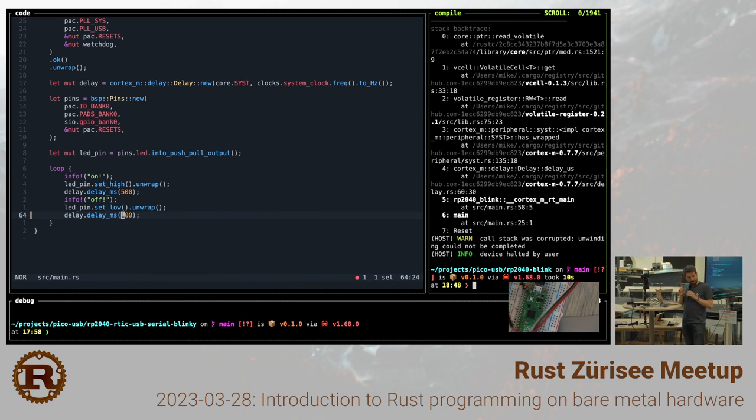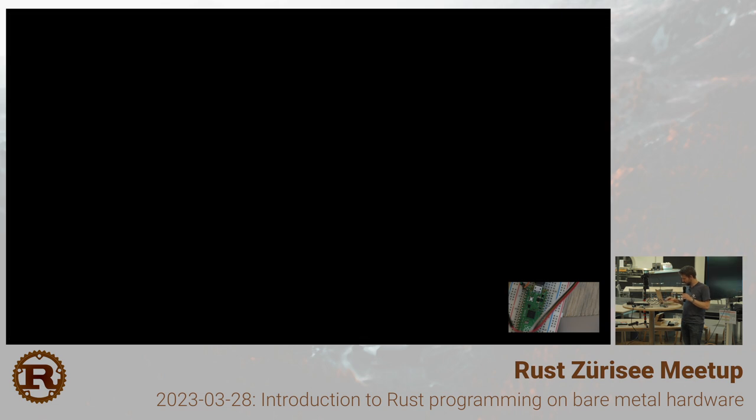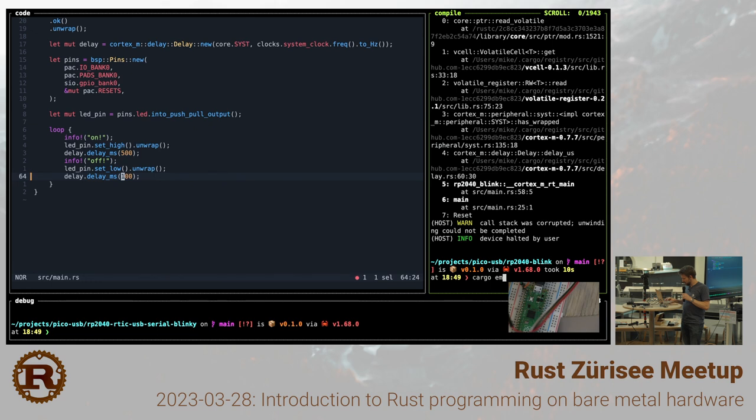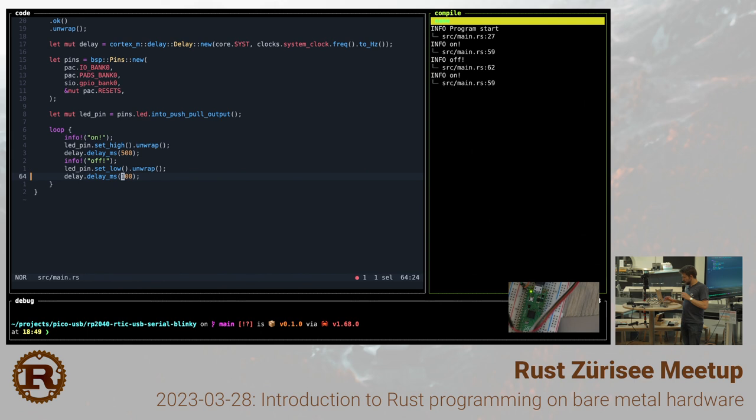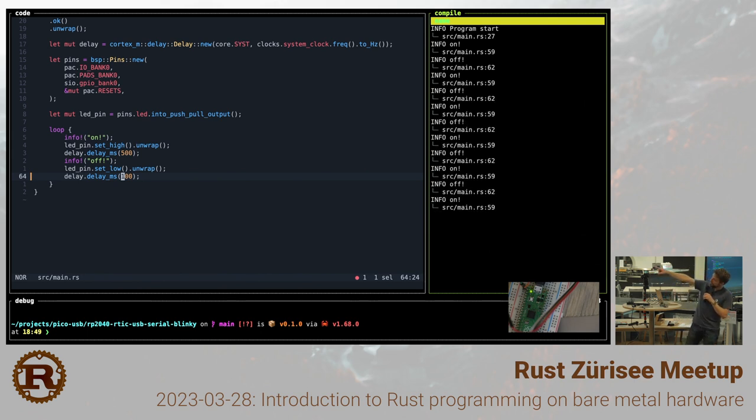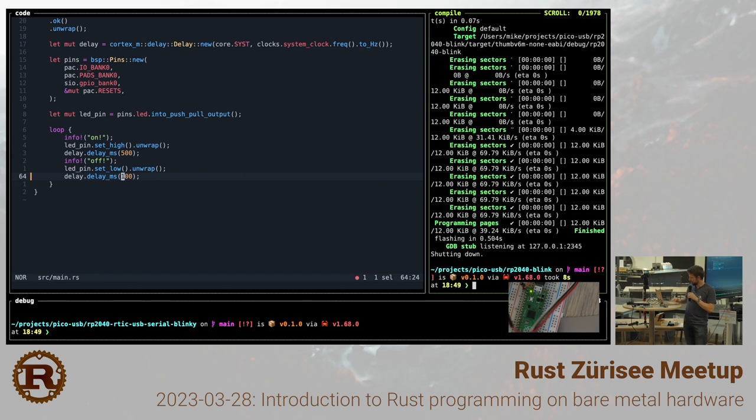Debugging. I am not a good debugger. But if I now run cargo embed, then you get the same thing, but you've seen it's cleared the screen and it is running our Blinky. And it starts the debugger in the backend, right?